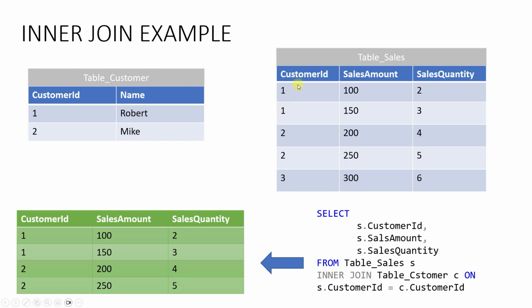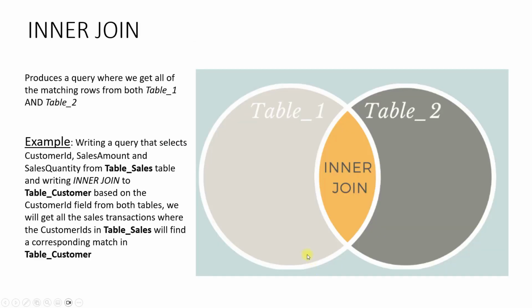So we only select the rows that match in the first table, table sales, and match in the second table, table customer here. So we see the customer ID 1 two times, it exists. Customer ID 2, it exists. Customer 3, it does not exist. So it's going to display no value, and we're not going to take that in our query because we specified that we want an inner join. So only get everything that is matched in both table 1 and table 2.